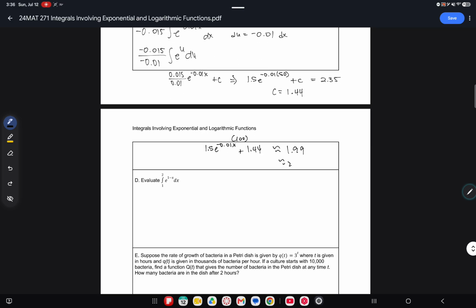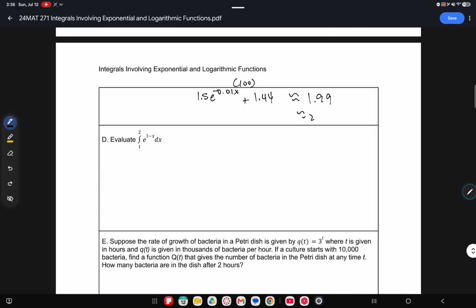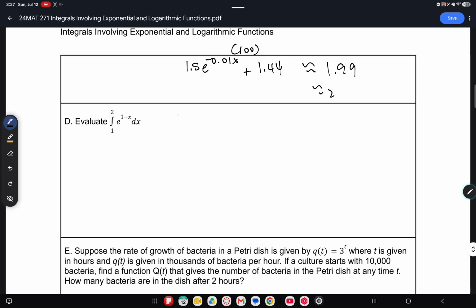Right, so that's kind of cool. Right, let's evaluate this one. So u is 1 minus x. So that du is negative 1 dx. So divide by negative 1. That's going to be e to the u du. And then we can throw our integral. So it's just going to be e to the u.